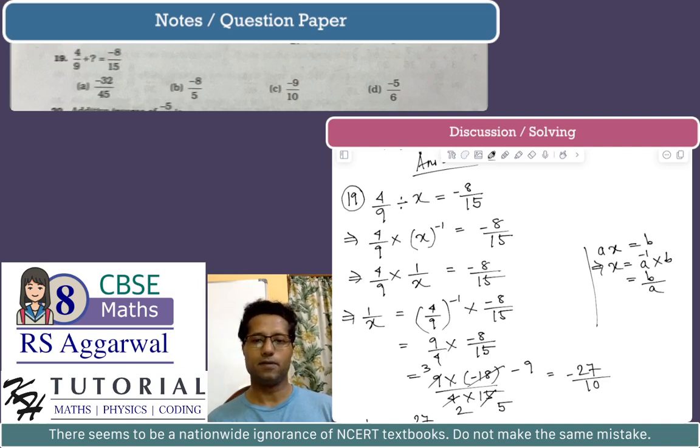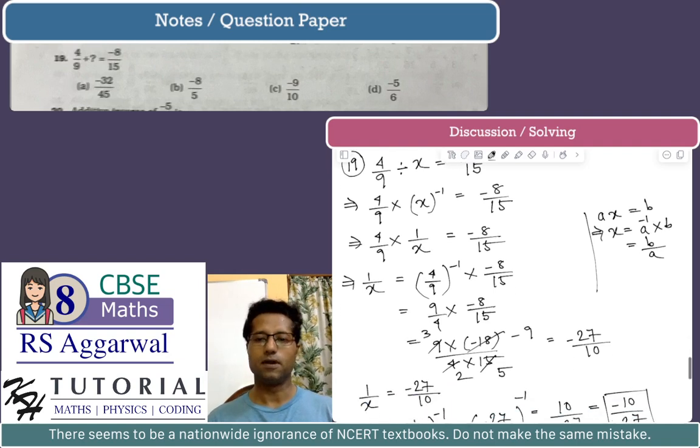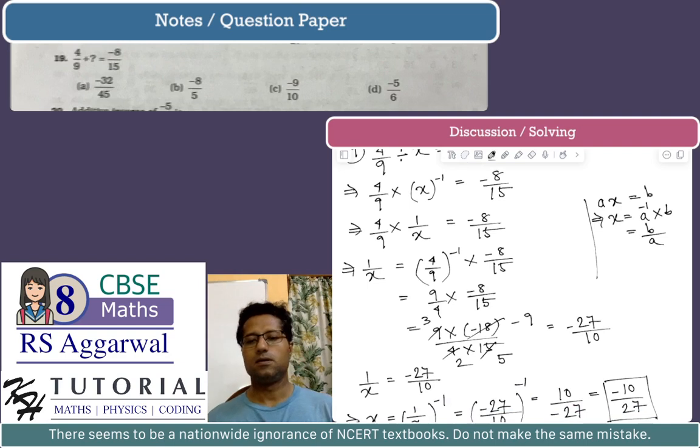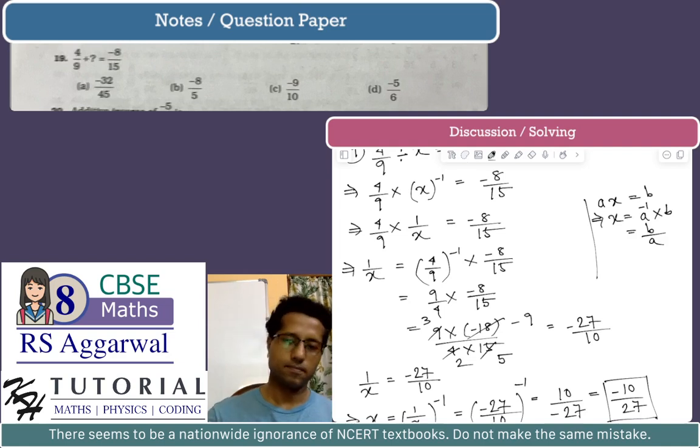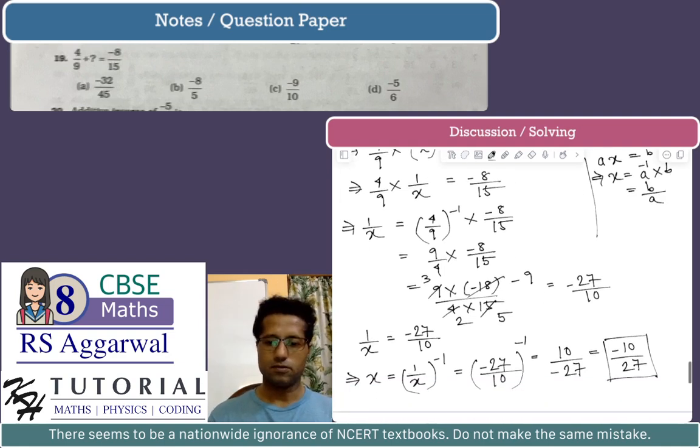4 by 9 divided by x is equal to minus 8 by 15. This implies 4 by 9 multiplied by the multiplicative inverse of x is equal to minus 8 by 15. So we have 4 by 9 multiplied by 1 by x is equal to minus 8 by 15. So this implies 1 by x should be equal to the multiplicative inverse of 4 by 9 multiplied by minus 8 by 15, which is equal to 9 by 4 multiplied by minus 8 by 15. Now if you do cancellation, what are we getting? Oh sorry, I am very prone to make silly mistakes.